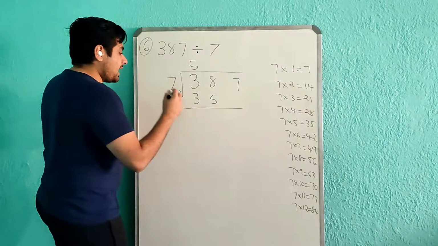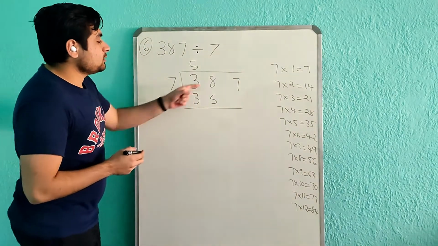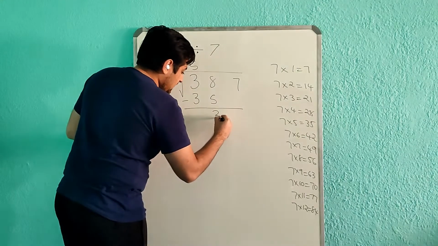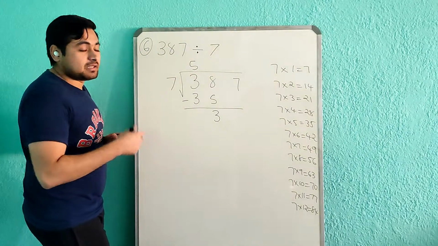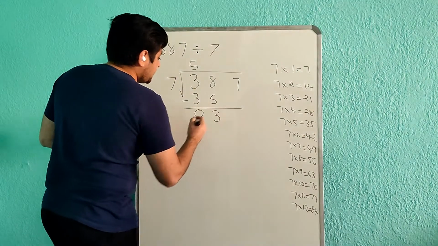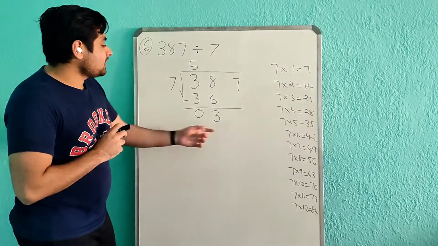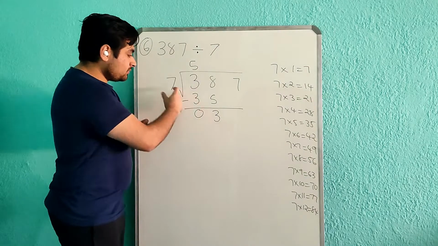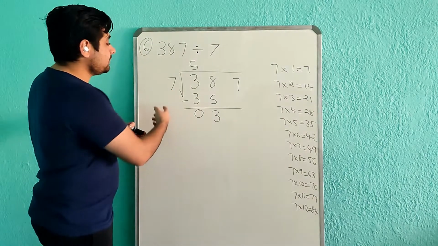Now we go and minus. So if we minus, what is 8 minus 5? 8 minus 5 gives us a 3, right? And what is 3 minus 3? 3 minus 3 gives us a 0. So now we are working with 3. Does 3 come in the table of 7? No, 3 is a small number. It does not come in the table of 7.